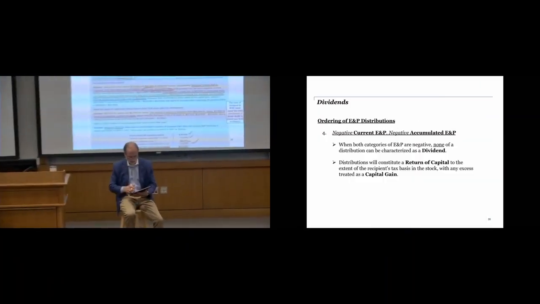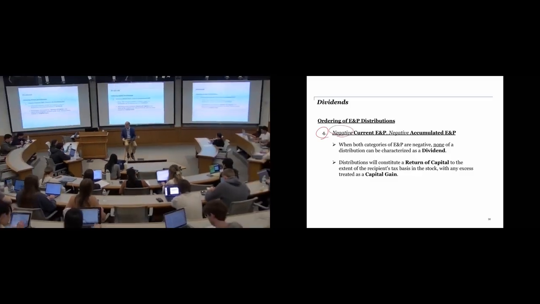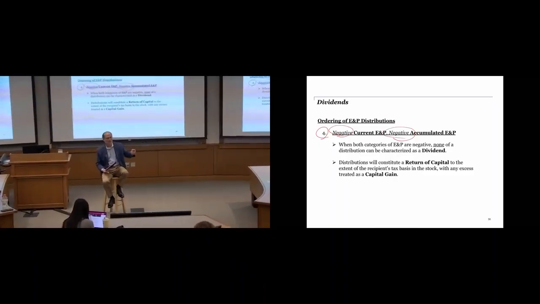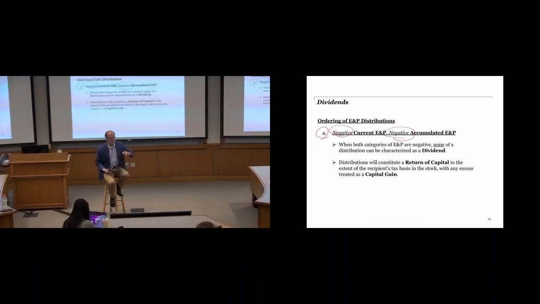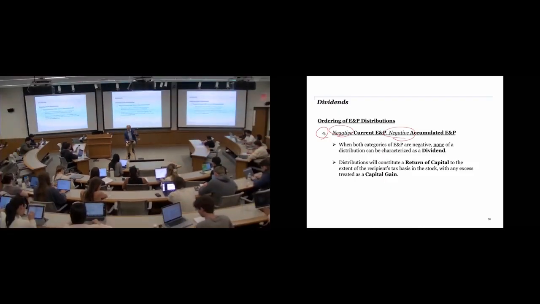Okay. And lucky for us, number 4 is very simple. The only other possible scenario we have is just good old-fashioned negative current and I'm negative, right? So probably I started early or chronically my business is just not doing well. But now I have no E&P. So this one's super simple. Can't have a dividend if you don't have E&P, right? So none of the distribution will be characterized as a dividend, so I automatically jump to return of capital to the extent of the recipient's tax basis, and then my catch-all is capital gain on distribution above that.